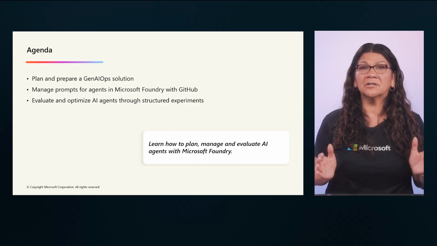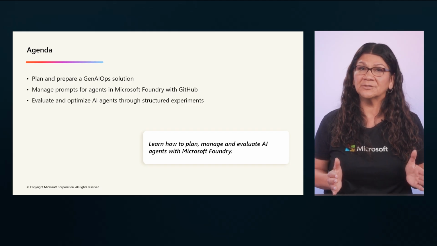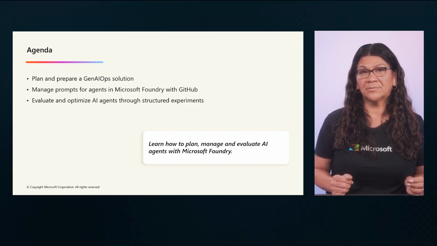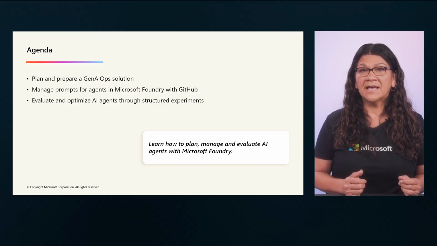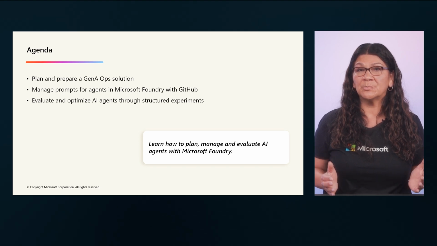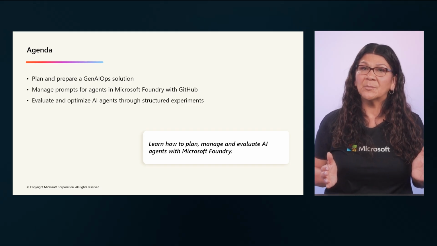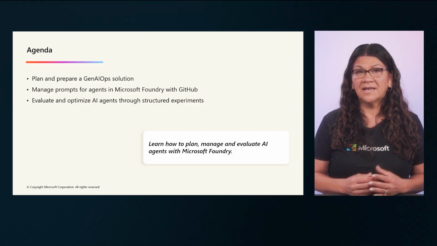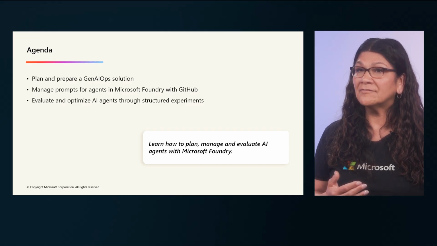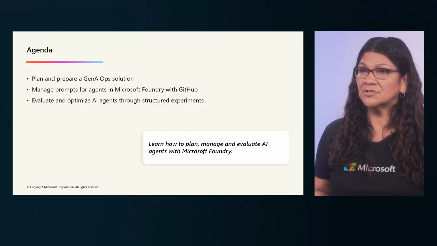In this session, you'll explore how to plan and run AI agents as reliable solutions in Microsoft Foundry. You'll see how to manage and version prompts with GitHub and how to evaluate and optimize agent behavior through structured experimentation. So instead of experimenting ad hoc, you gain a repeatable, disciplined process for improving AI agents, helping teams move from one-off demos to trustworthy, production-ready Gen AI solutions.